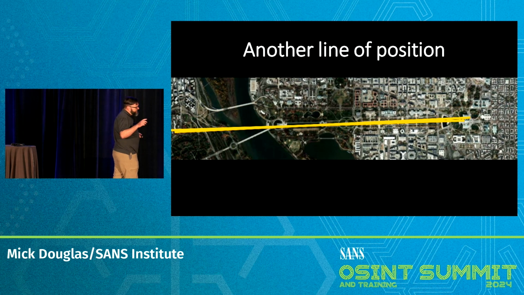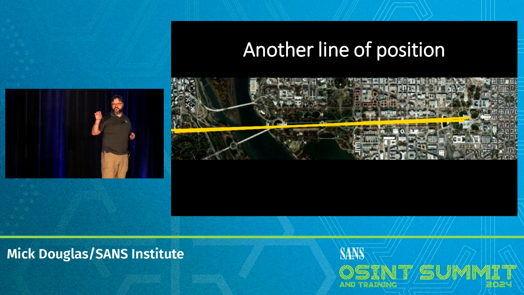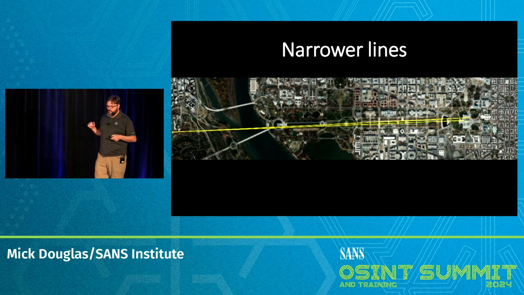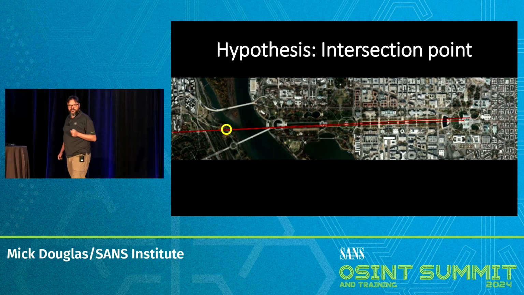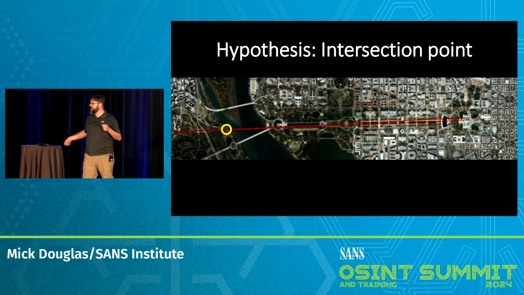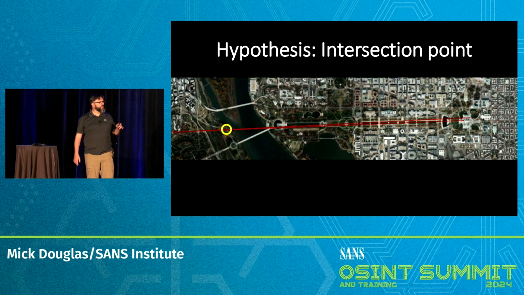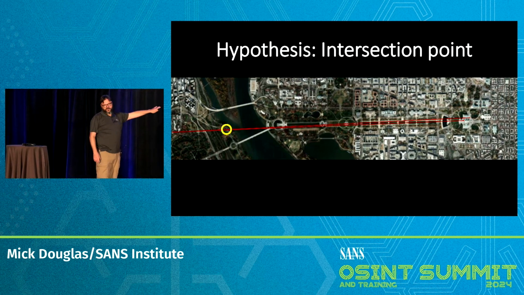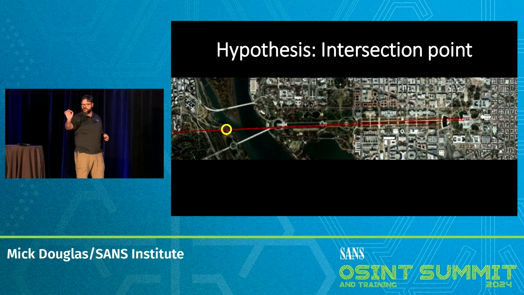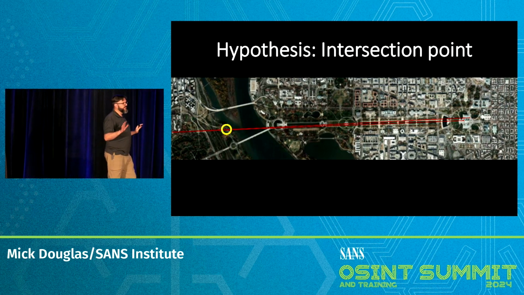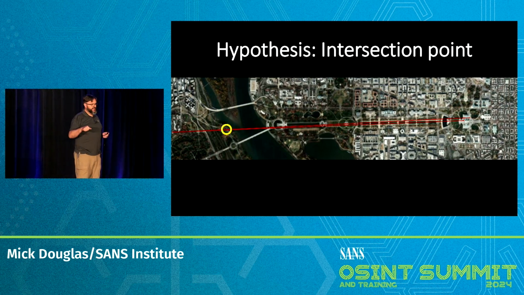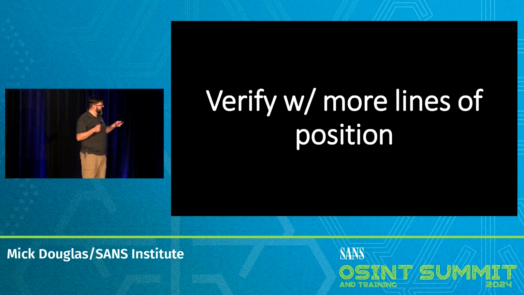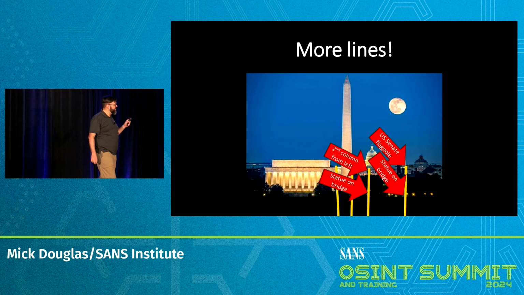Now at a certain point, you will find that the lines of position you're drawing might be too thick. So I just made them thinner, and where they intersect, that's the likely spot where the shot was taken. Now, what you want to do is do 2 or 3 of these and make your hypothesis of where the shot was. Then, if time allows, come back a day later and draw new lines of position, but I'm just going to show you how you would do this. You verify with more lines of position.